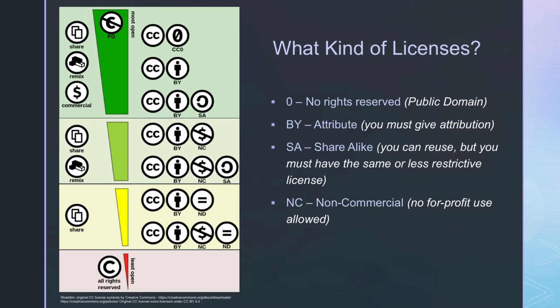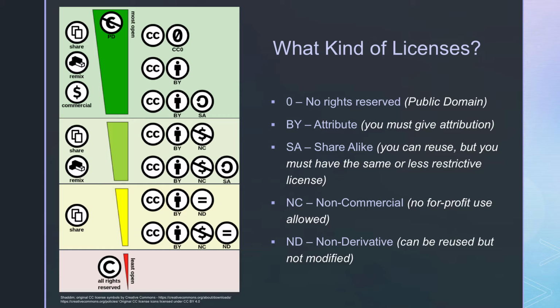The next one is NC, non-commercial. That means that you do not allow anyone to use your work for commercial purposes. So no one can make money off of something you created. That one's pretty straightforward. Then you have ND, non-derivative. This is the most restrictive license. That just means you can reuse my work, but you can't change it.